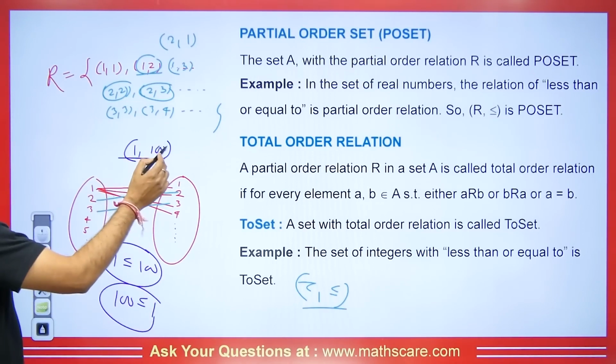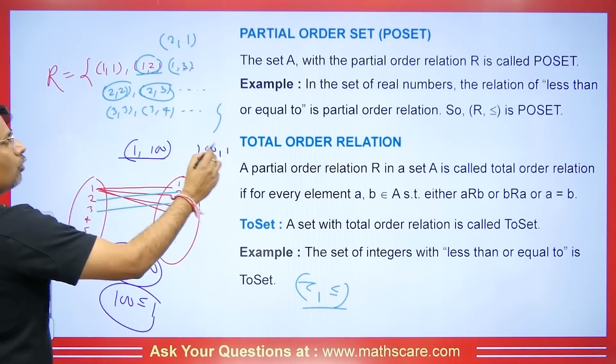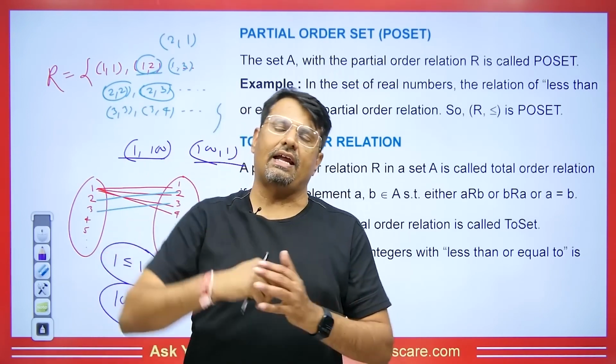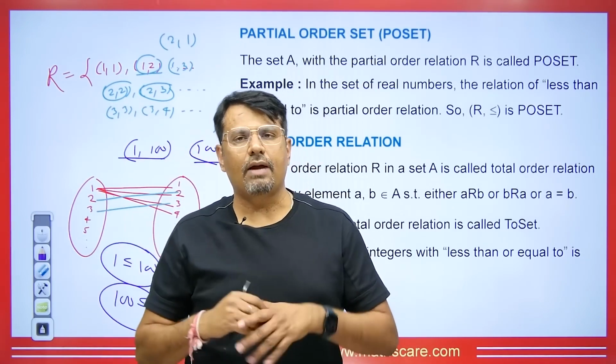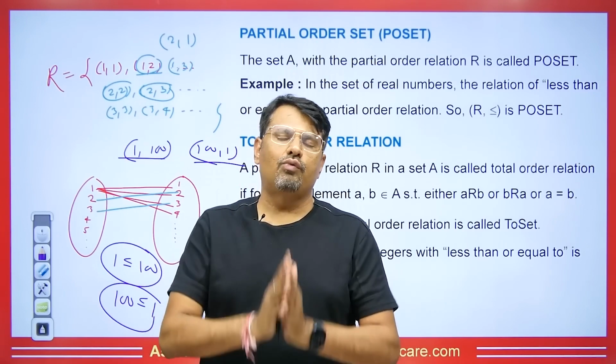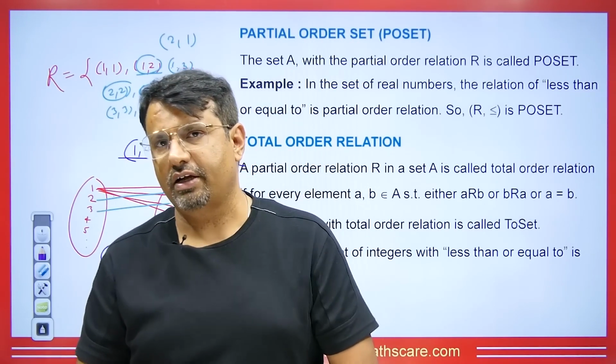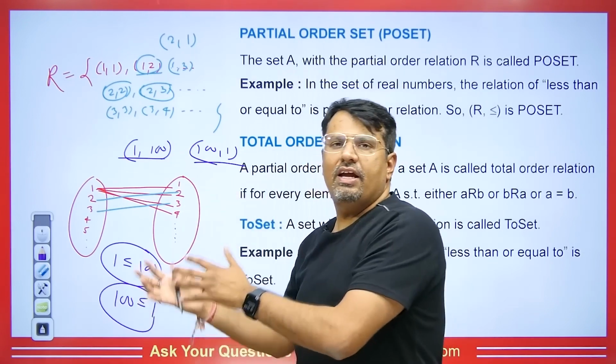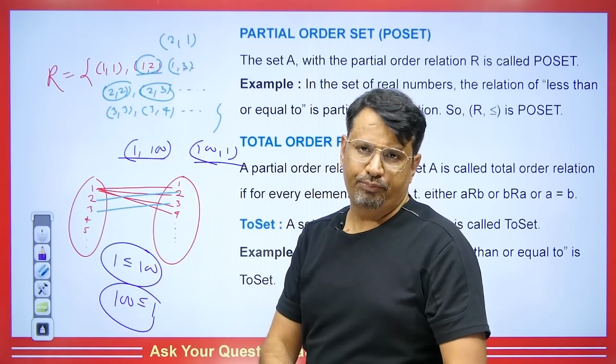But in any way it should be one of the two, right? It should be (1, 100) or (100, 1). If any one of those two comes, it works for us, as every element could be connected to any other element in any way. Either it can be connected A to B or B to A. And if it does, then we will have a TOSET. Getting my point? So we know that any element will be smaller or equal to some other element.